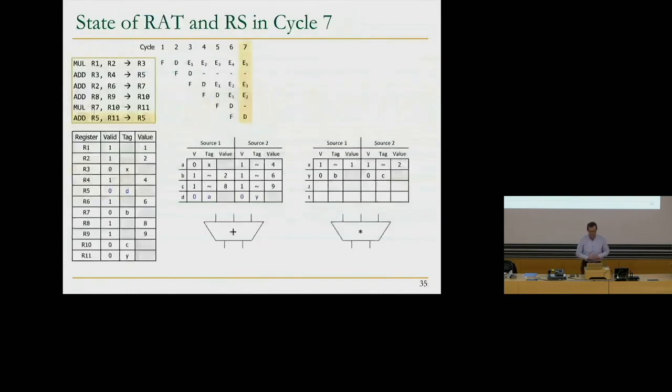But if you look at the state of the machine in cycle 7, you could do the reverse engineering of this. What you could do is by just looking at this thing, you can really get the data flow graph. Shall we do it quickly? I'd like to do at least part of it.